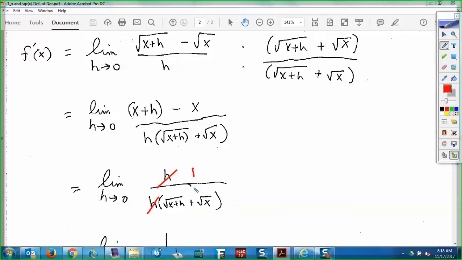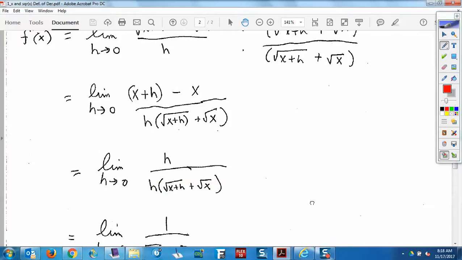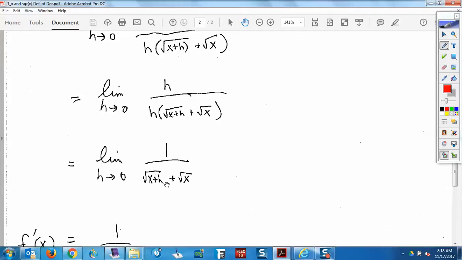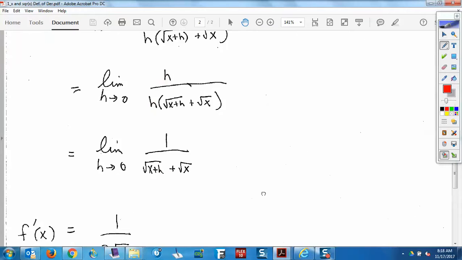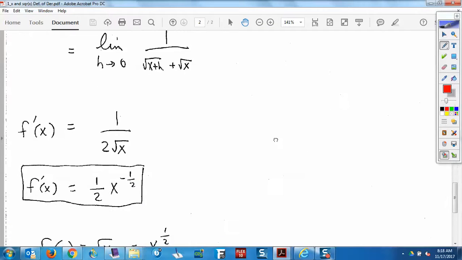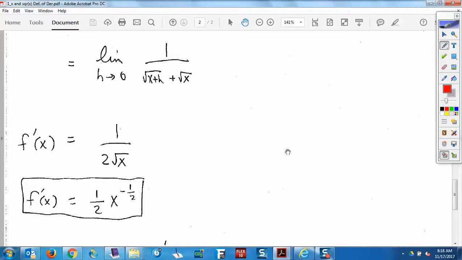There's 1 left there. And now I can put the 0 in for this h right there. Right? And so I get square root of x plus square root of x, or 2 square root of x. I guess I rewrote it there again. Okay. I'm going to put my 0 in, right, after I cancel those h's. Put my 0 in. So I get 1 over 2 square root of x, right?